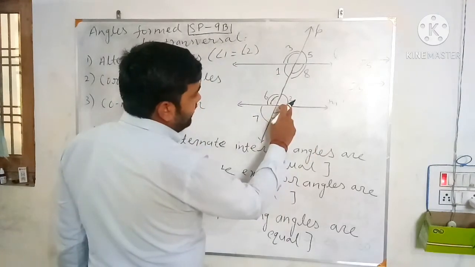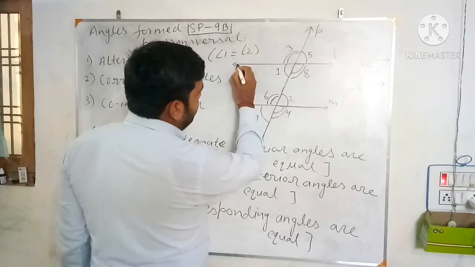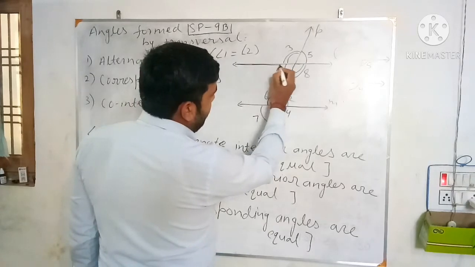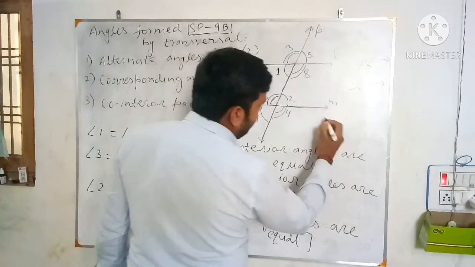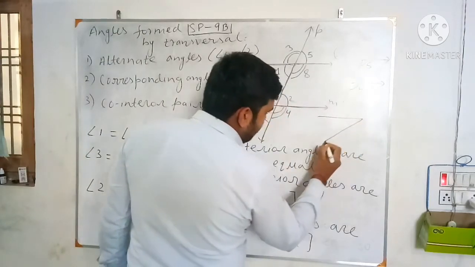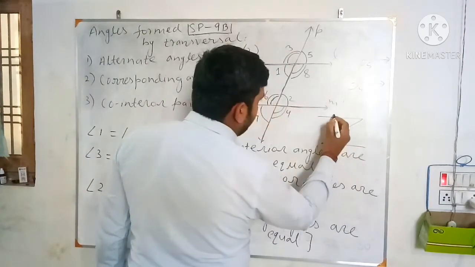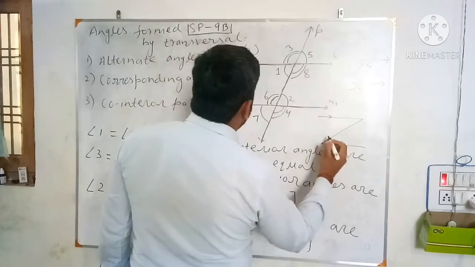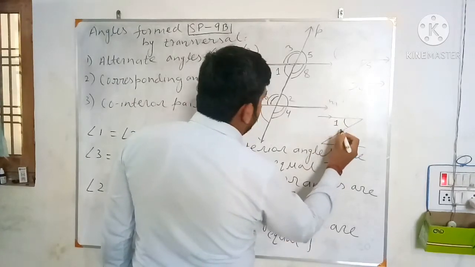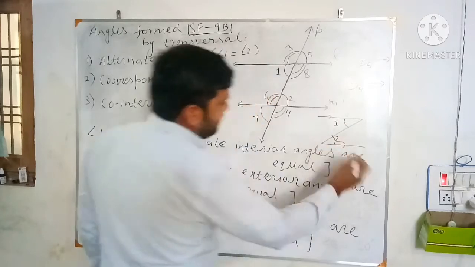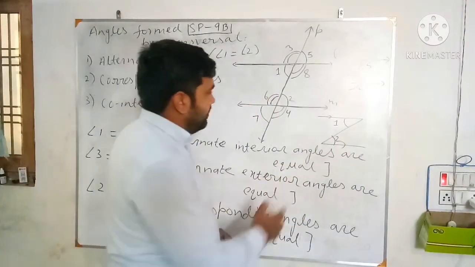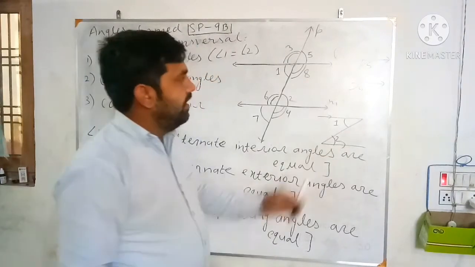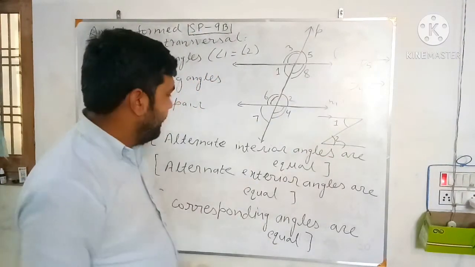Now how? Angle 1 alternate is the angle 2. So you can consider this angle 1 and angle 2 like this. As you can see, these two lines are parallel. Angle 1 I have marked and angle 2 I have marked. See the letter Z. So the letter Z always makes alternate angles. This is the alternate angle and the letter F makes the corresponding angle.